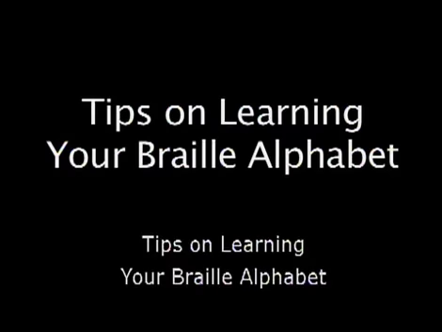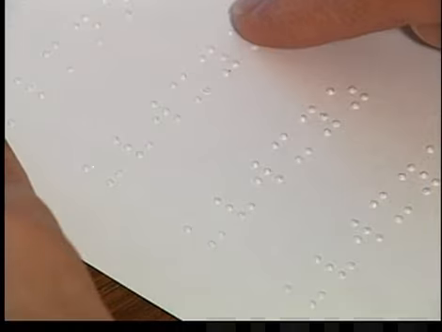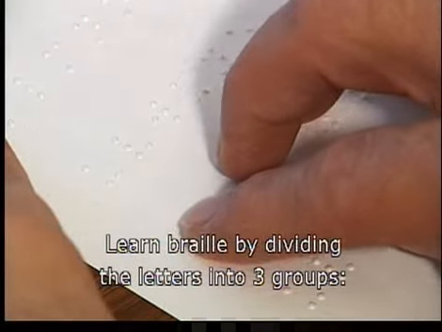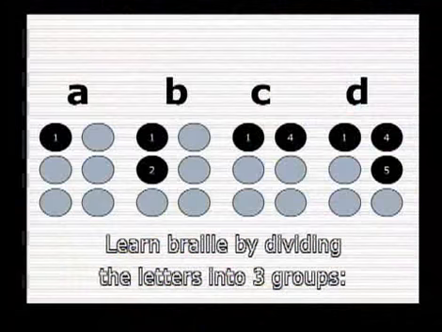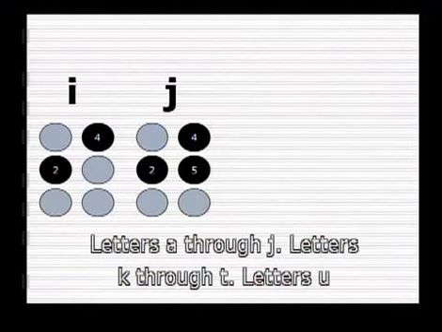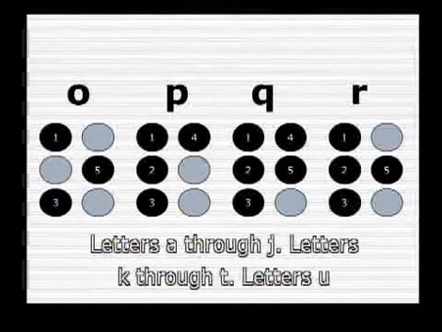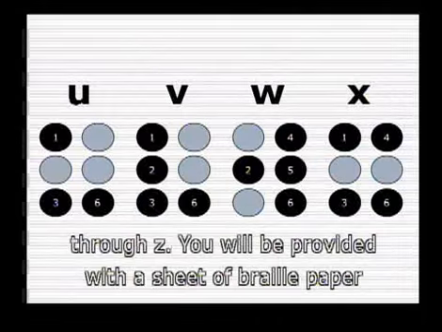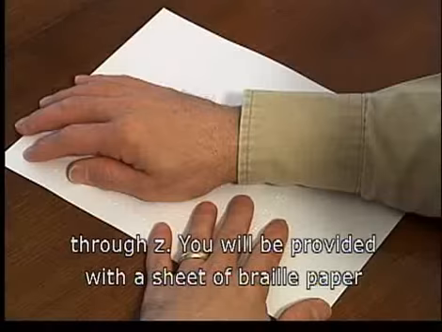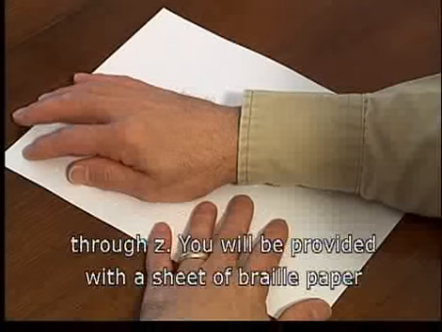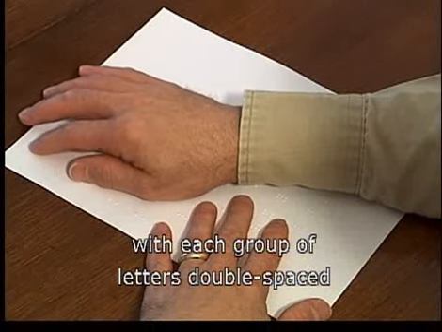Tips on learning your Braille alphabet. Learn Braille by dividing the letters into 3 groups. Letters A through J, letters K through T, and letters U through Z. You will be provided with a sheet of Braille paper with each group of letters double-spaced and written on a separate line.